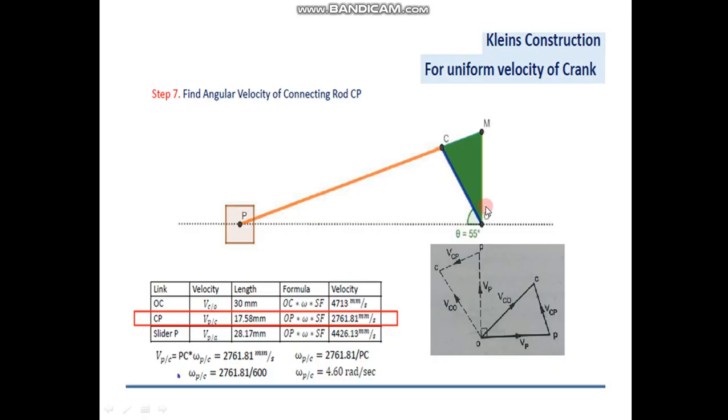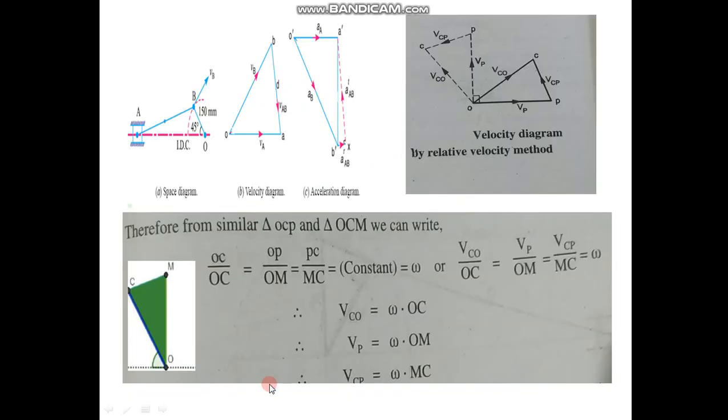So I can say now, OM represents velocity of piston, CM represents velocity of connecting rod, and OC represents velocity of the crank. Now if you compare these two triangles, this is your Klein's polygon and this is your velocity polygon. Comparing triangle OCP here and triangle OCM here, by similarity of triangles we can write like this: small OC upon capital OC, small OP upon capital OM. What does OC represent? Velocity of the crank. CM here represents velocity of connecting rod. OM represents velocity of the piston, and it is equal to a constant.